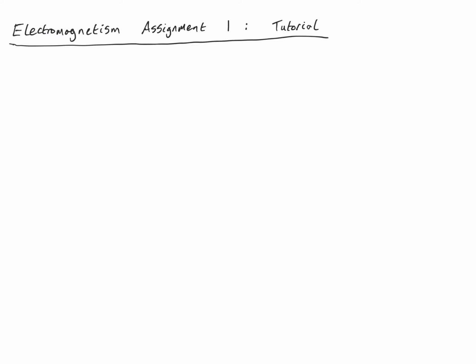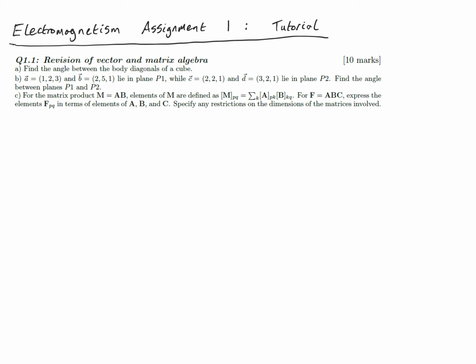Okay, so let's get right into it. Let's look at the first question. Here it is. It's a revision of vector and matrix algebra, and the first part of the first question says, find the angle between the body diagonals of a cube. Okay, so as always with answering these questions, make a good sketch.